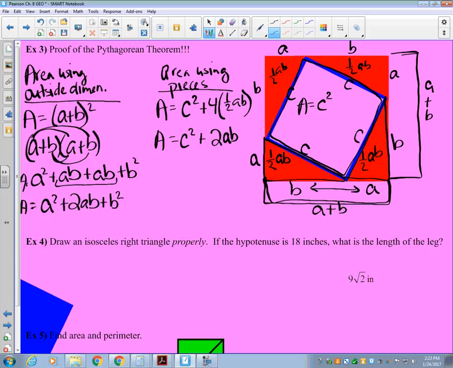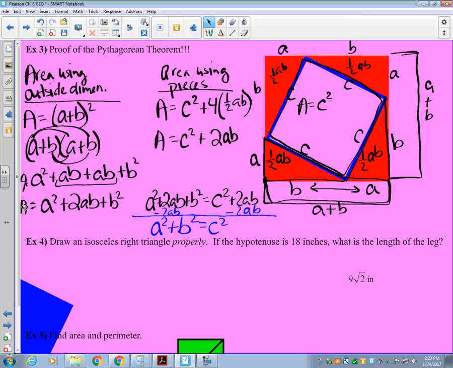So now we can say that the areas, each area should be equivalent. So I'm going to set a squared plus 2ab plus b squared equal to c squared plus 2ab. Then I'm going to subtract 2ab from both sides. When I do that, I get a squared plus b squared equals c squared.